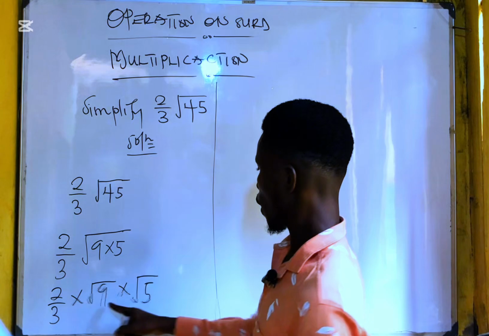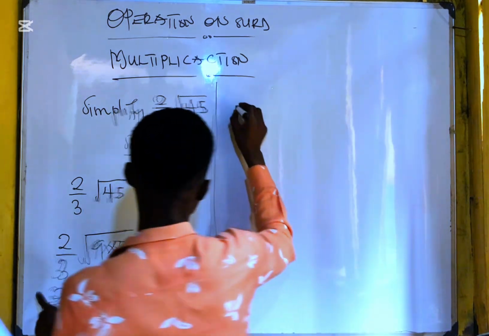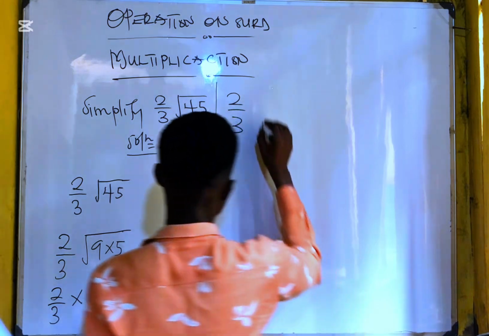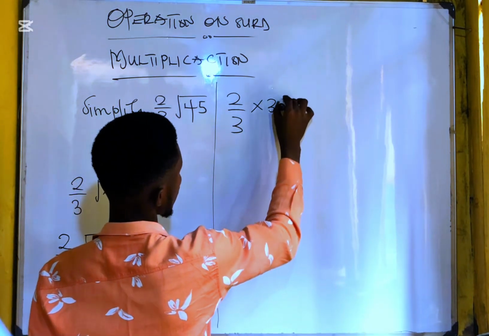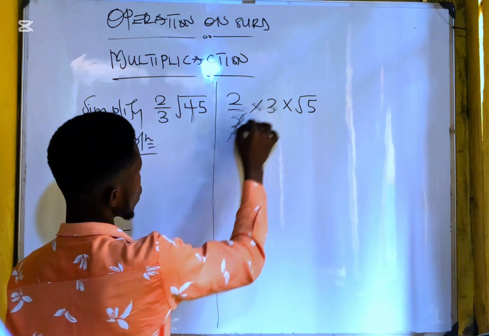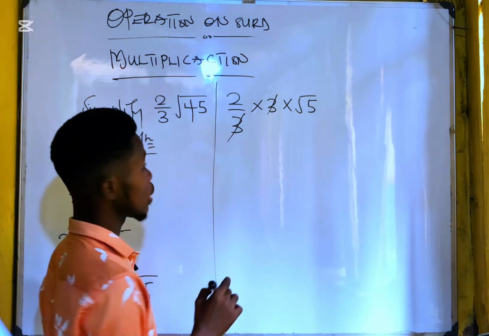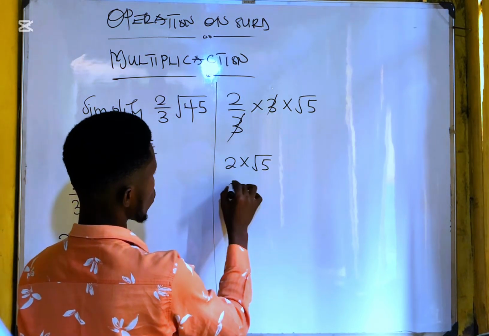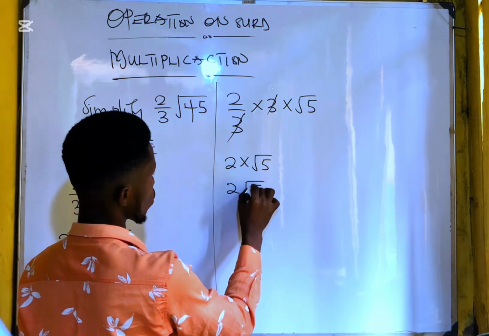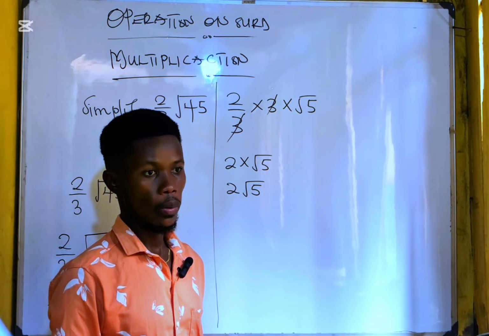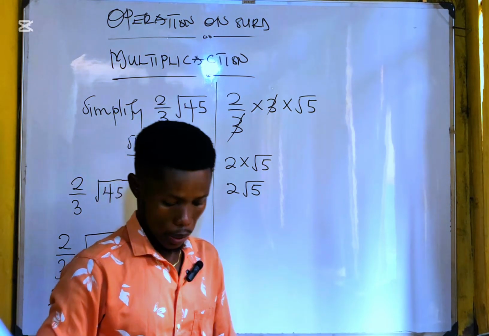So looking at this, we have 2 over 3. Root 9 is 3 times root 5. So these 3 go into it once, leaving 2 times root 5. So the answer will be 2 root what? 5. So this is how we simplify a question like this.